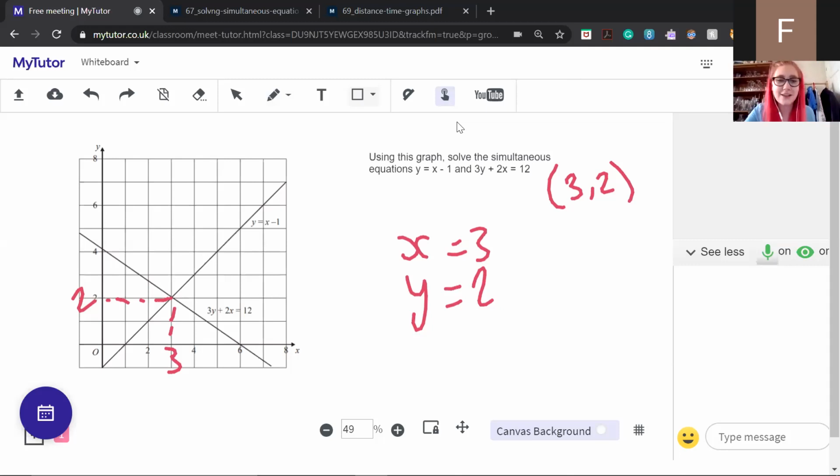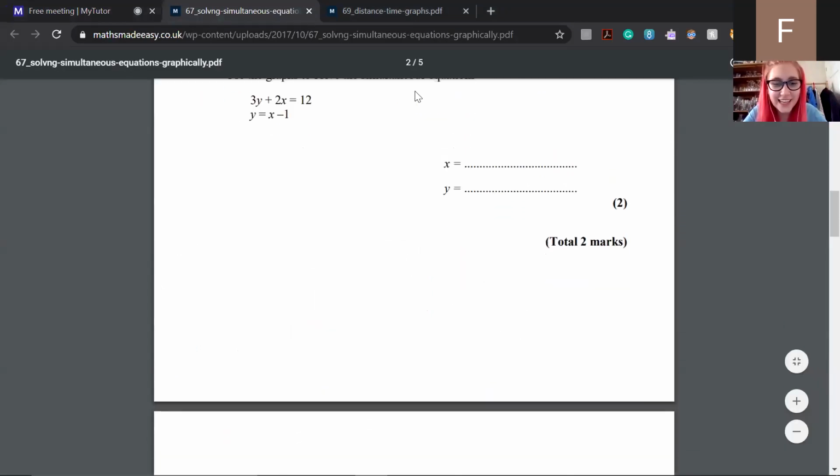Oh, someone said, can I slow down in explaining it? Yes, I'm a very hyperactive person, so I tend to talk fast, so please do let me know. How about I do it with another example, and I'll see if I can go a little bit slower.